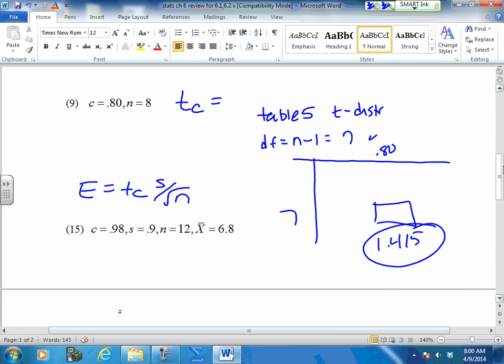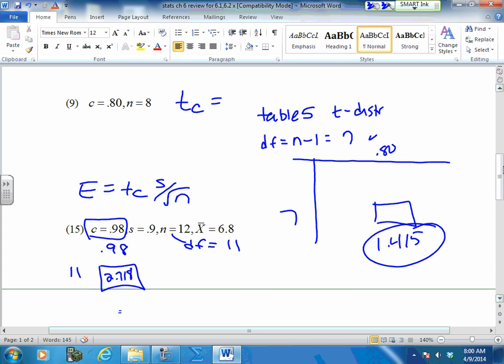So, I've got to find my TC for a 98% confidence interval. What's my degrees of freedom? 11. So I'm going to look up 11 and 0.98 and find my TC. So find me that first. 2.718. Thank you.